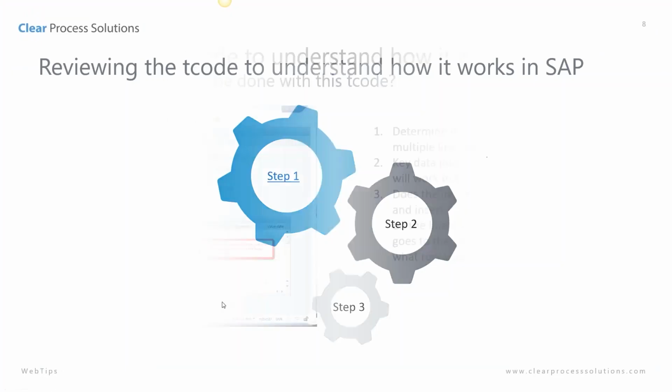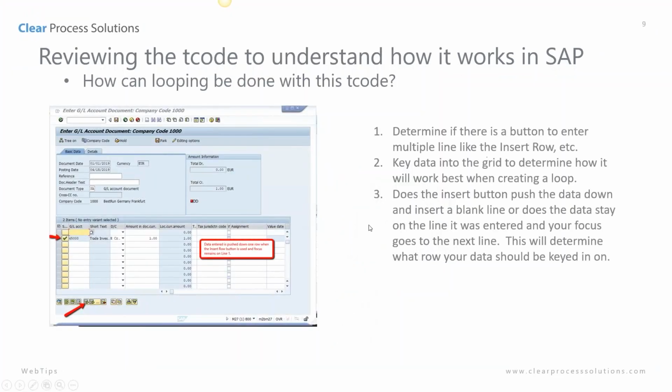Let's go back to the presentation here. Let's talk about what we just learned there in that demonstration. So what we're trying to do is determine how we can loop using this particular T code. So the first thing you needed to do is determine if there's a button that allows you to enter multiple lines. And as you see here, we found this button right here called Insert Row that allowed us to use this grid to enter in multiple lines.